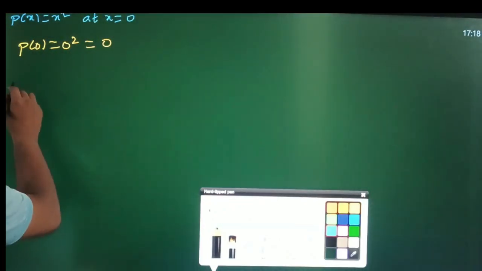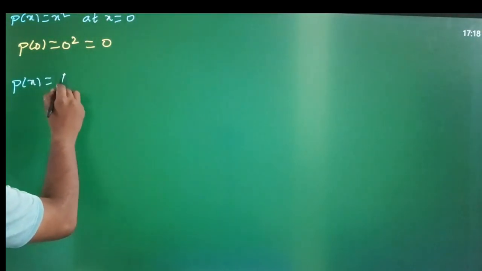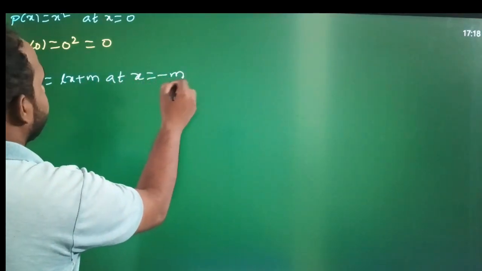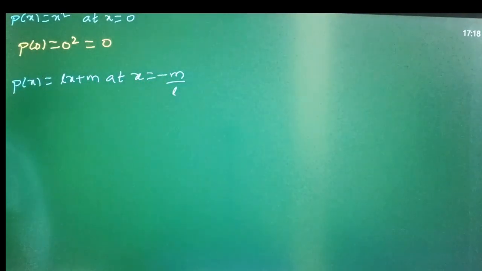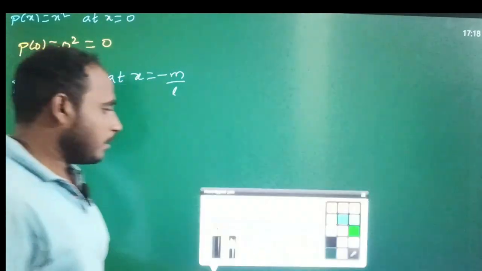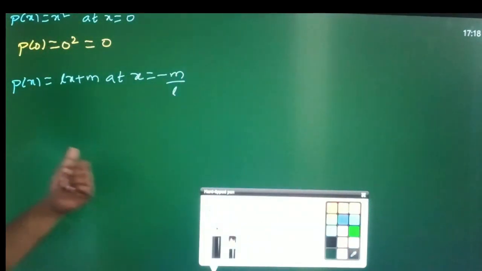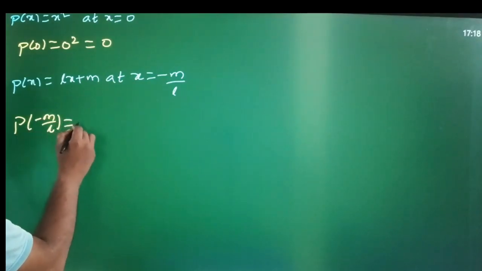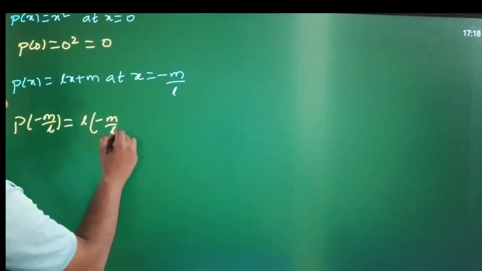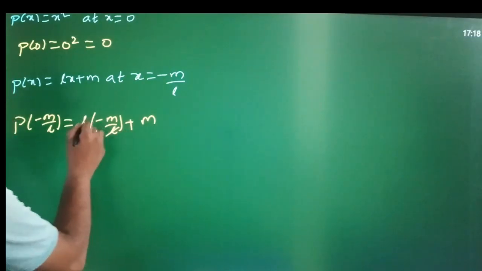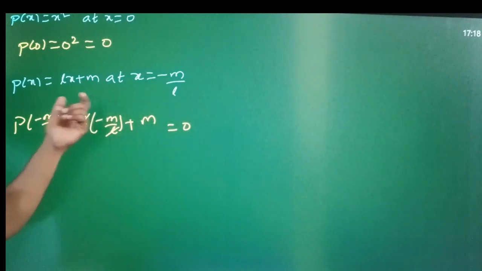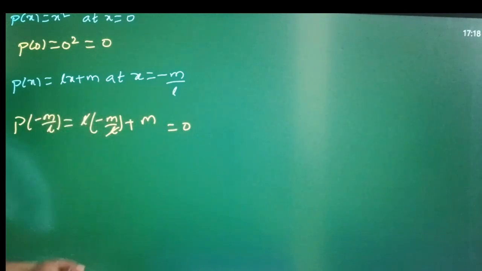Next one, p of x equals lx plus m at x equals minus m by l. So x equals minus m by l. Now we replace x by minus m by l. We will get l into minus m by l plus m. l gets cancelled. Minus m plus m is 0. Therefore, minus m by l is the zero of the polynomial p of x equals lx plus m.